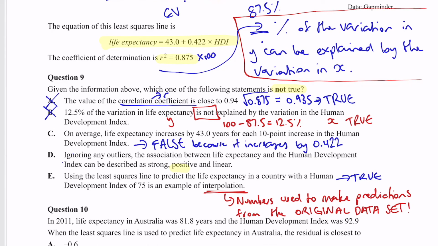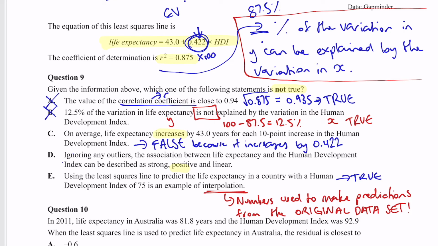C, on average, life expectancy increases by 43 years for each 10-point increase in the HDI. So when it says increase here, one thing really important is that whenever you hear increasing, you think of gradient. So if we look at the gradient here, it's 0.422. So for every 1 increase in HDI, life expectancy goes up by 0.422. So it doesn't increase by 43 years, because 43 years is the y-intercept.